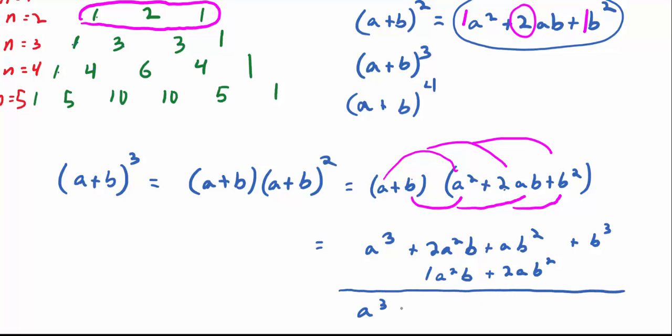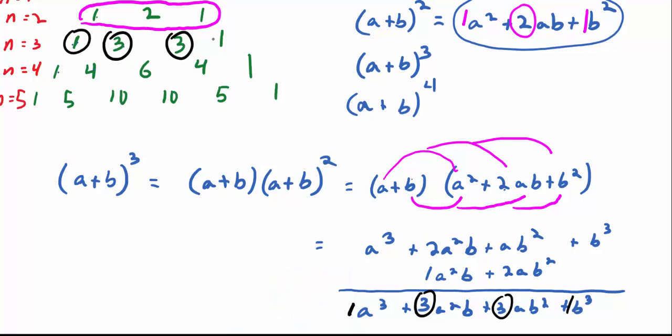You get a cubed plus 3a squared b plus 3ab squared plus b cubed. And look at the coefficients, you guys. There's 1, 3, 3, and 1, which exactly match Pascal's triangle in row number 3, the n here corresponding with the exponent here. Okay? Doesn't prove that it works for Pascal's triangle, but it makes you believe it a little more.